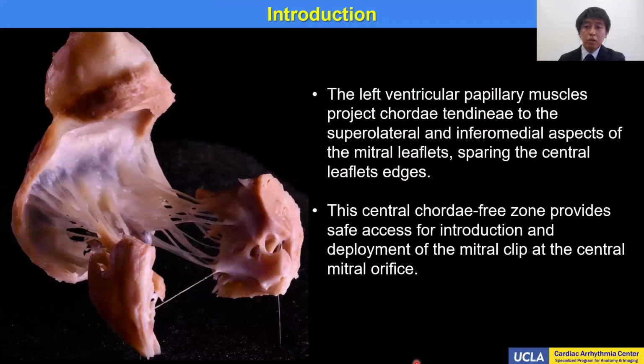The left ventricular papillary muscle projects chordae to the lateral and medial parts of the mitral leaflet. However, generally, these chordae don't support the central edges of the leaflet. This creates a central chordae-free zone, which allows safe access to introduce and deploy the MitraClip in this region.